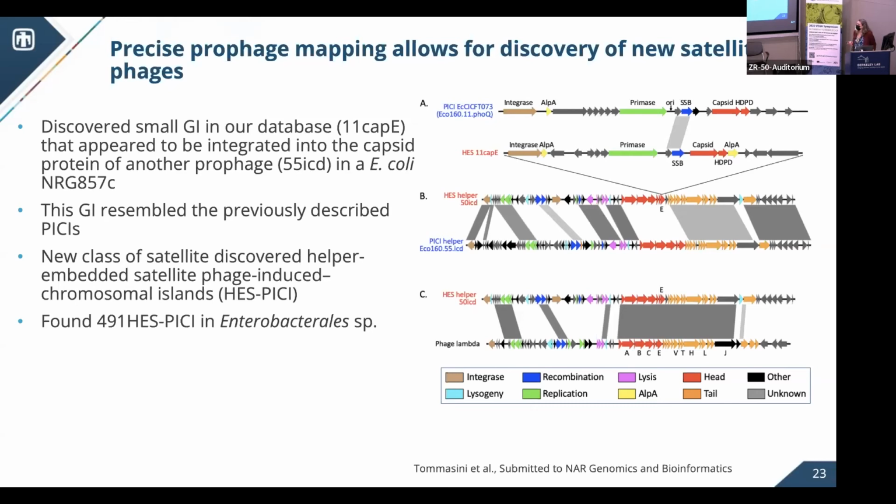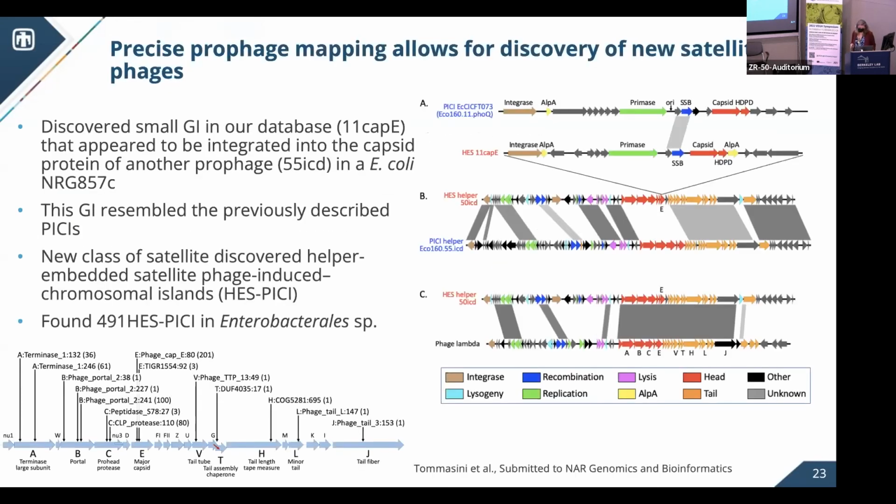And then we took that integrase and we went through our entire database to ask, can we find other members of this group, the same gene in various lambdoid-type integrated phages? And we found 491 of these helper-embedded satellite phage-induced chromosomal islands in different Enterobacterales species, shown here in 14 different cognate sites in lambda, suggesting that this is a real mechanism that's happening.